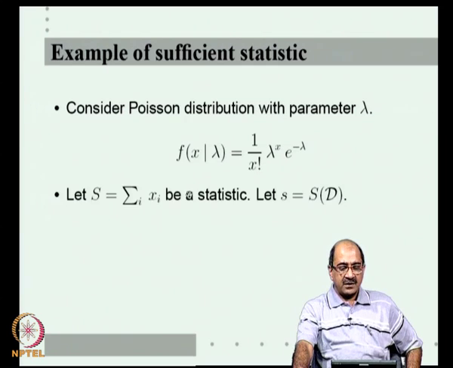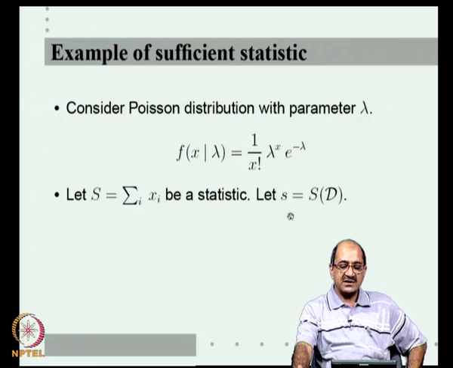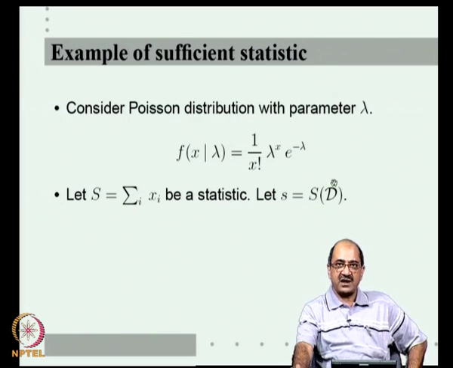Okay. So, let S be a statistic. We think of S as a random variable which is a function of the IID random variables x1 to xn, and any specific value taken by S as little s. So, little s is S applied on the specific data we have. Okay. Just so that the notation is clear.